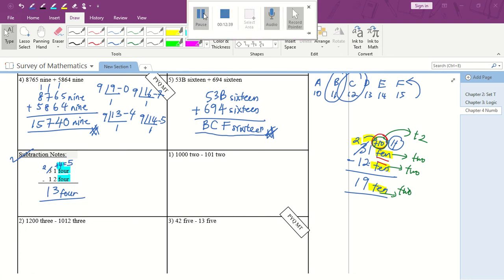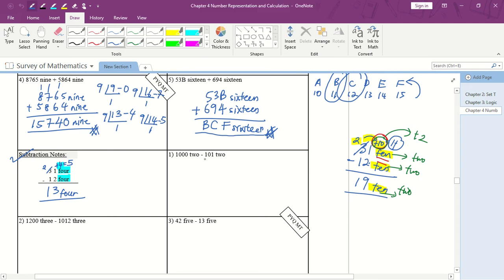And let's look at the first question here. 1000 base 2 minus 1012. Again, we just need to write it in a vertical way, so minus 1012. Of course, this is base 2. And now let's look at here.